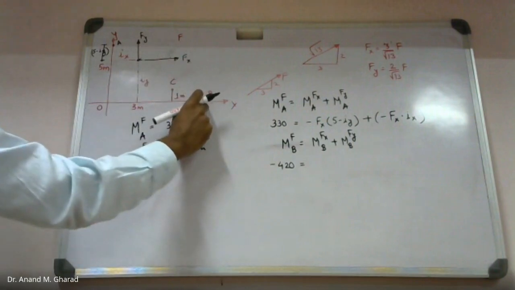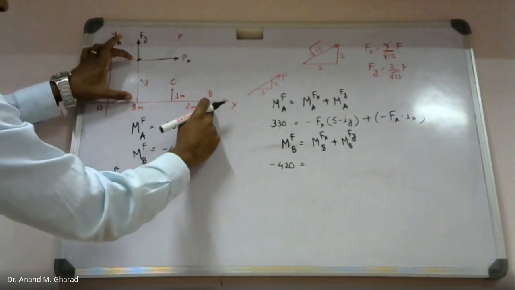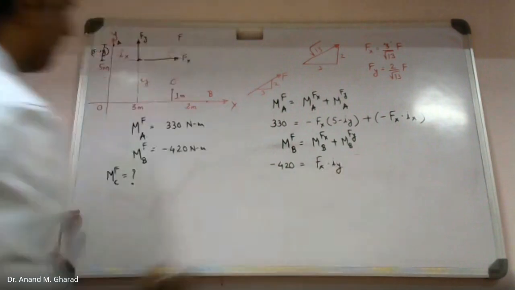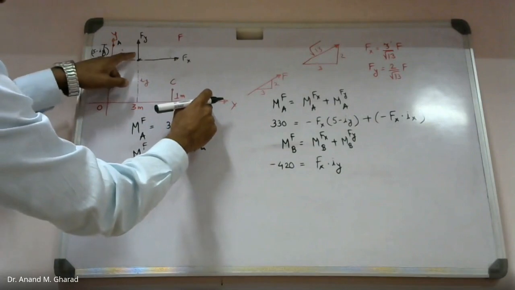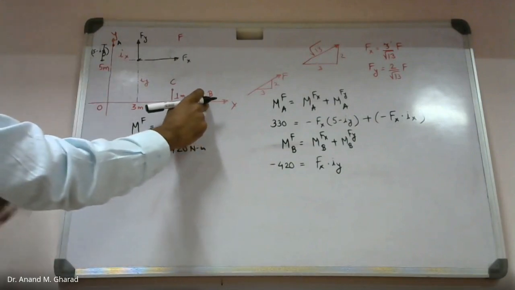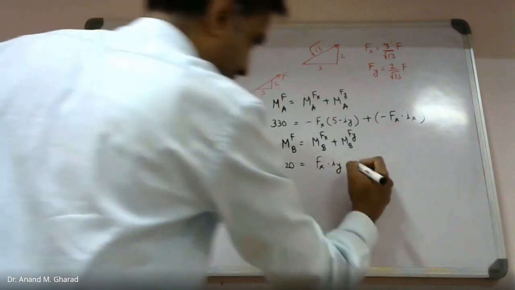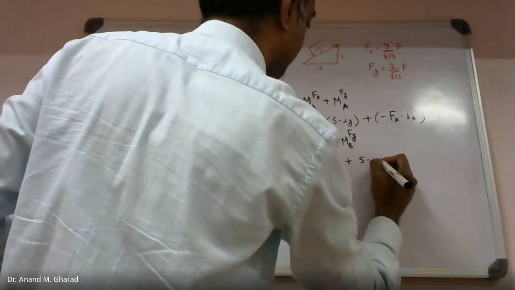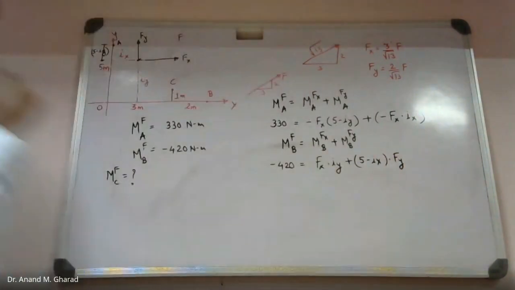Here it is, this point B over here. So Fx, what will be the perpendicular distance? Iy. How is it rotating? Clockwise. Okay. Similarly, if you take moment about point B due to Fy, how much will be the perpendicular distance? Exactly. And how is it rotating? 5 minus Ix into Fy. Right?